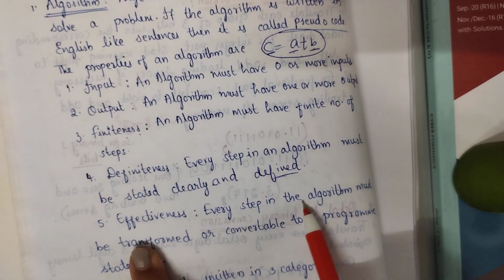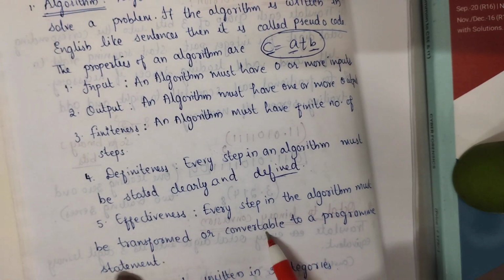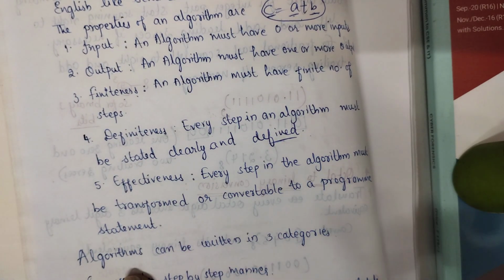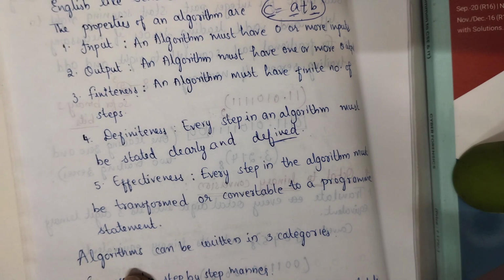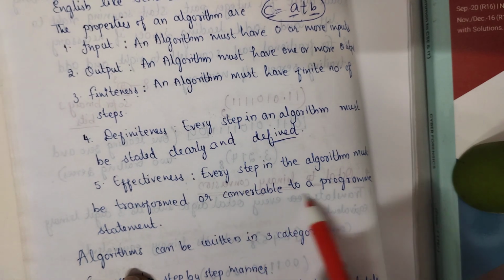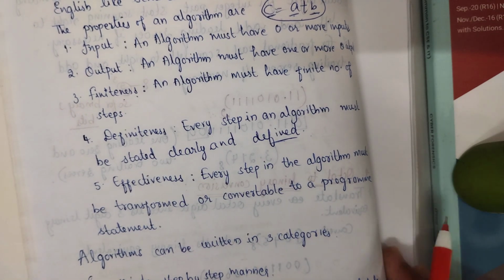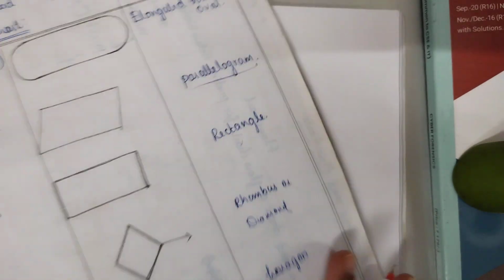Effectiveness. Every step in the algorithm must be converted to a program statement, and you have to make your algorithm effective by using all the conditions of a program. It should convert into a programming statement. I'll be showing you by using one example. So here we have one example I'll be showing you.